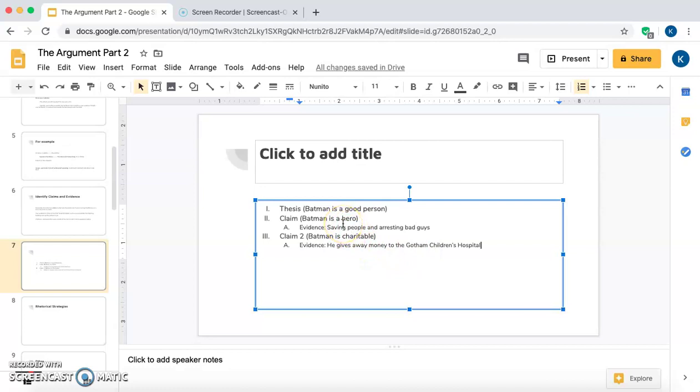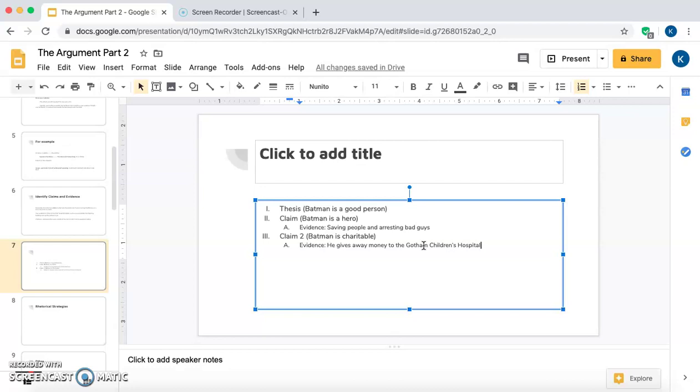So people who are familiar with Batman, comics, cartoons, movies, etc., we know that he saves people, right? We know that he stops the bad guys. That's something that, again, writing to your audience, people know that. People know that about Batman. We've all heard of Batman. We might not have all heard of him giving away some sum of money to a Gotham Children's Hospital. We might not know that. So we need to know something that's verifiable. If this happened in a particular cartoon or comic or whatever.